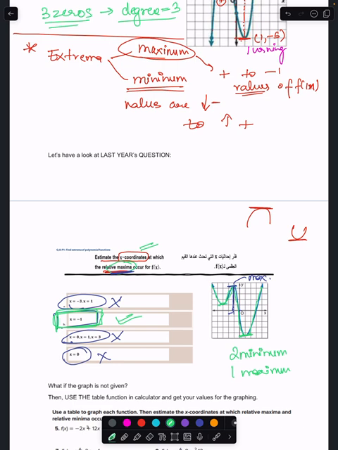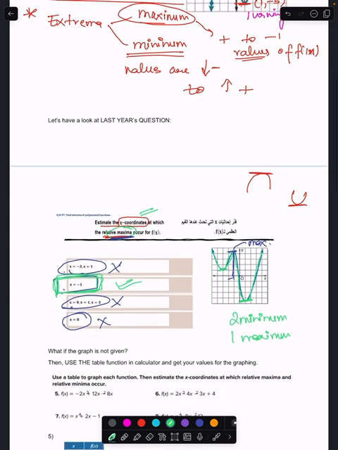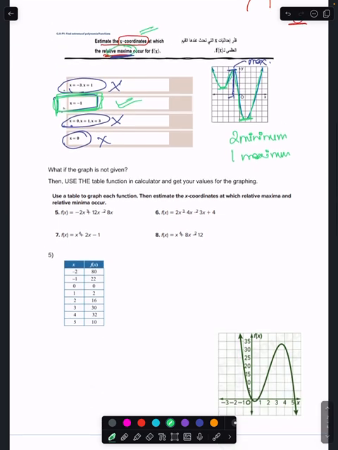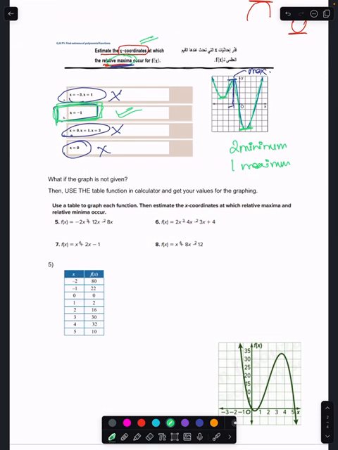Okay. But what if in the exam they don't give you the graph and they write a polynomial instead? That is what our EUT as per the book tells you to do. If you can see, I have made a graph and table for one of them, but I'm going to show you how to make the table also. So what if the graph is not given? Then we will use the table function in your calculator and get the values for graphing.